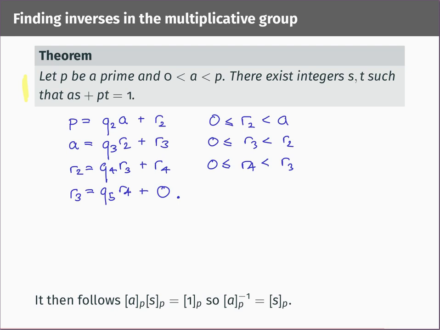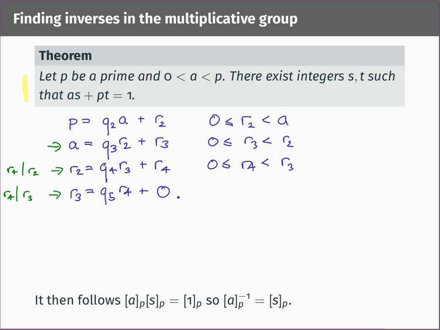Okay, let's think about what we can say about divisibility in this sequence. So what does this line tell us about divisibility? This line tells us that R4 divides R3. So I'm using this symbol to mean that R4 is a divisor of R3. R3 is a multiple of R4. Okay, now let's look at the next line up. So you've got R4 here, and you've got R3, which is also a multiple of R4. So both of the terms on the right-hand side are multiples of R4. So R2 itself is a multiple of R4, which means R4 divides R2.